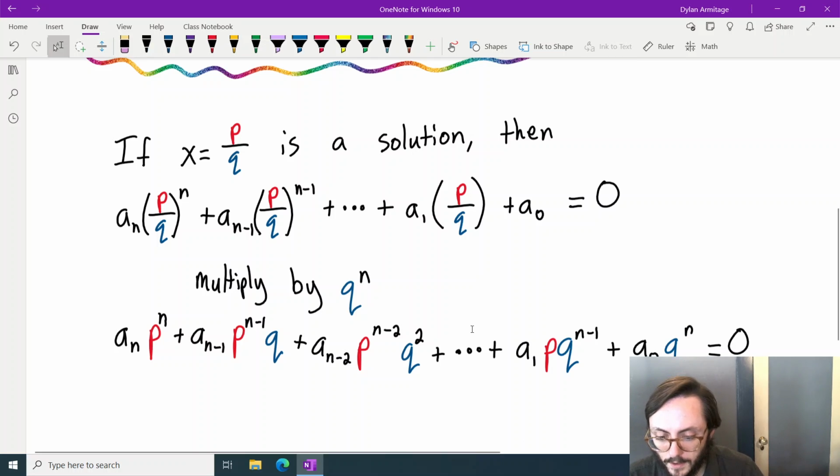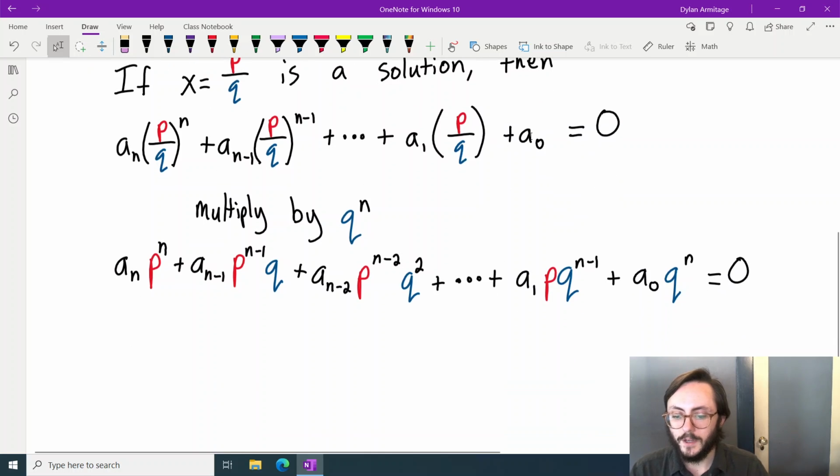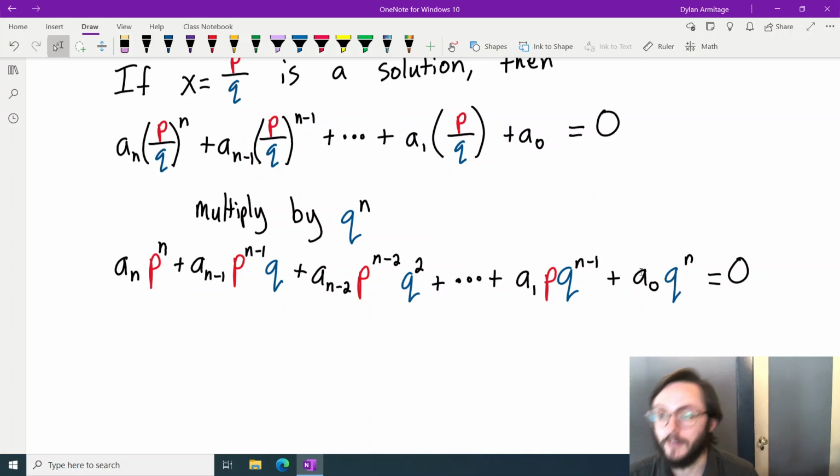See here, a sub 0 times q to the power of n. So all we did was multiply by a common value to get rid of fractions. All right, pretty nice.